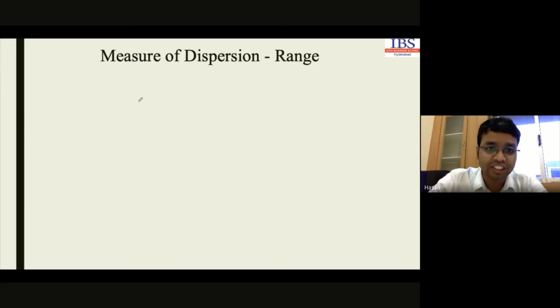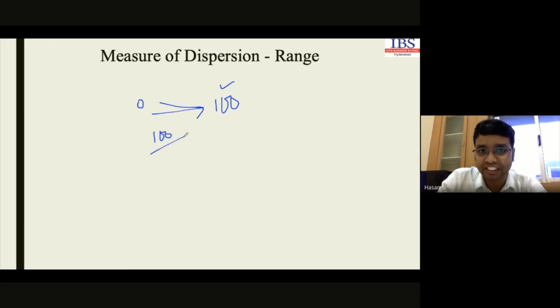If we consider 0 to 100, that means the range is 0 to 100, where the lowest value is 0 and the highest value is 100. So how do we compute the range here? Range is the highest value minus the lowest value. That means 100 minus 0 will be 100. So range is 100 here. This is very simple. We only have to compute the distance between the lowest value and the highest value.